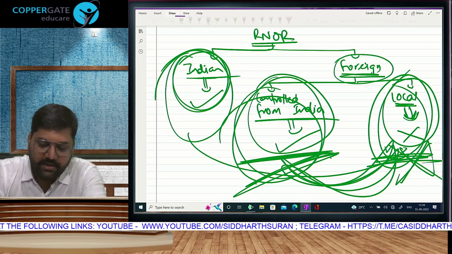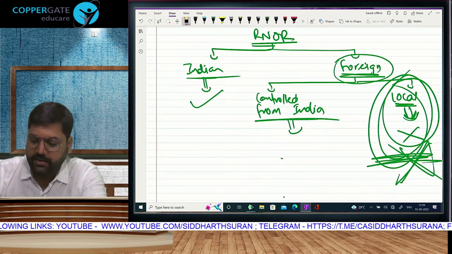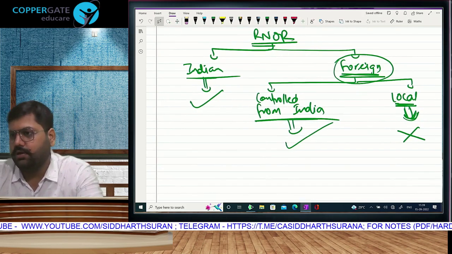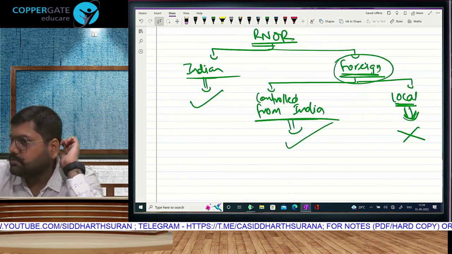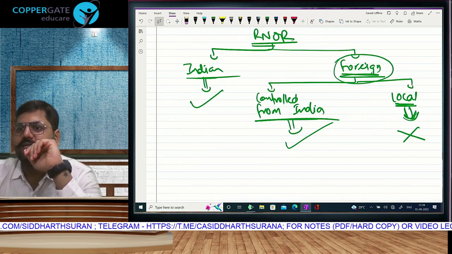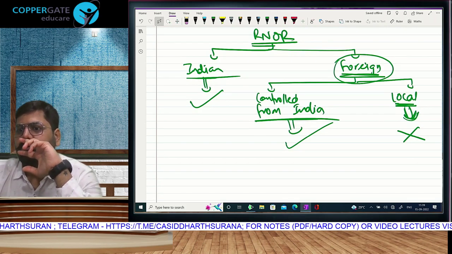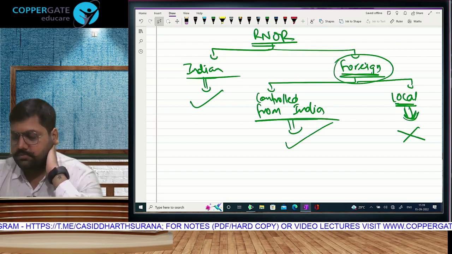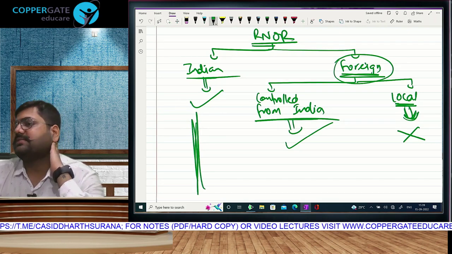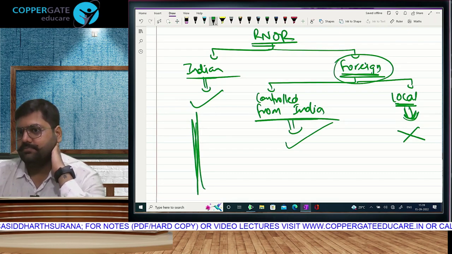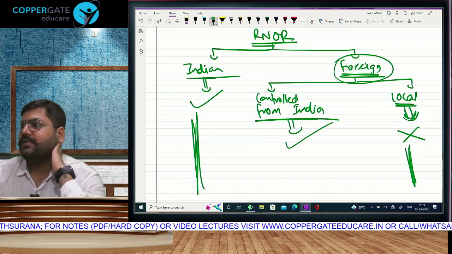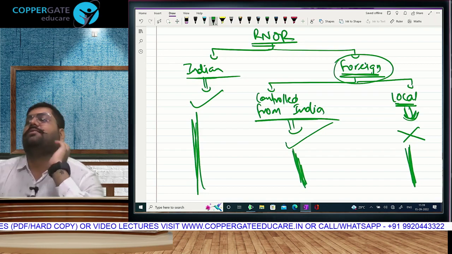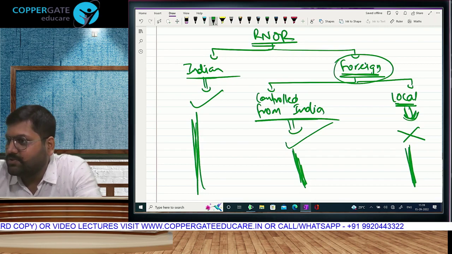That means effectively our income will be Indian income and foreign income. Foreign income can be controlled from India or outside India, local. ROR will pay tax on all three. Non-resident will pay tax only on Indian income. And RNOR will pay tax on... That means this part of RNOR is same as ROR and NR. This part of RNOR is same as NR. And this part of RNOR is same as ROR. That's the difference. Have you understood?